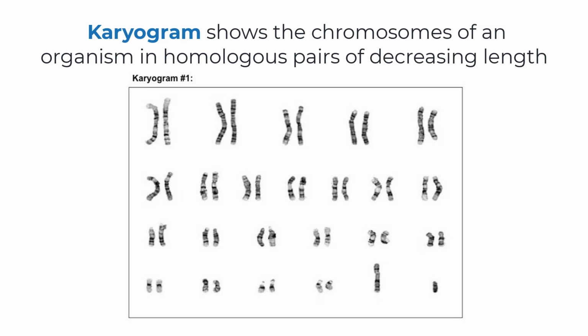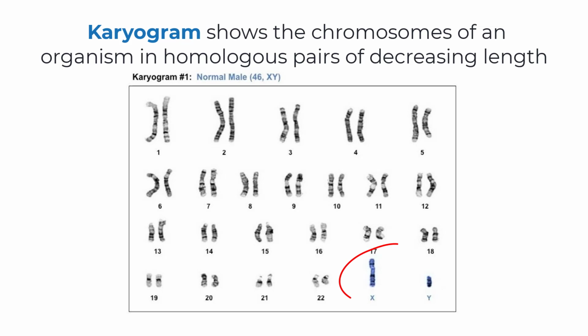Take a look at the following karyogram. What is the sex of this person? If you said male, you are correct. We can see that the last chromosomes in the karyogram show a long X chromosome and a shorter Y chromosome. This indicates that the person is genetically male.